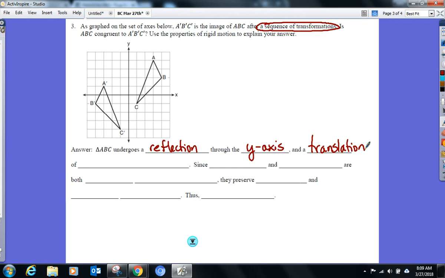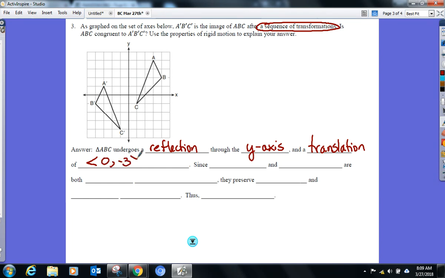Well, here you go. Ready? You reflected A through the y-axis. Where's it got to go to get to A prime? Down. So you could say translation of 3 units down. You could put it in vector notation. You could put it in function notation. Okay, it doesn't matter. Anything happen to the x coordinate? Nope. So I'm going to write it in vector.